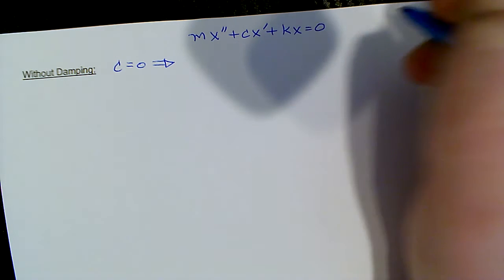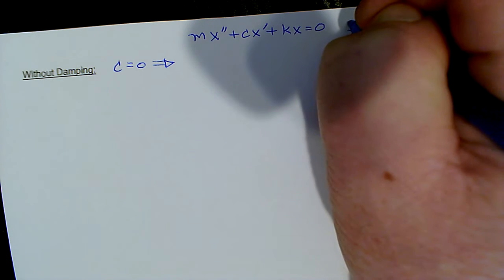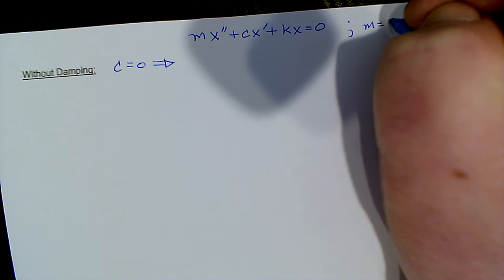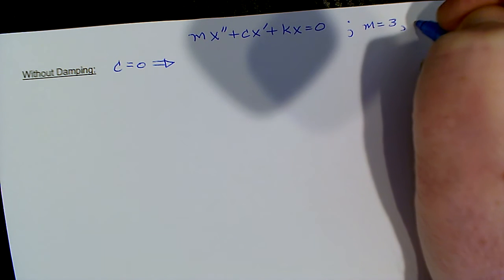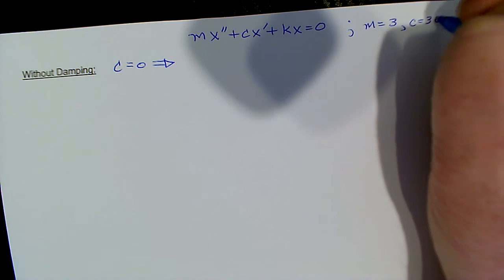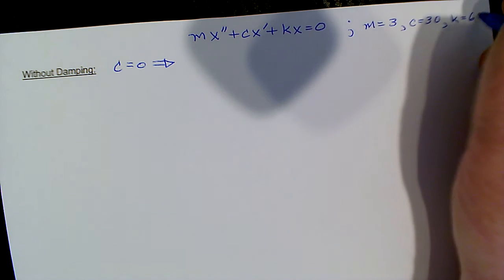c equals 0. Remember our general equation is mx double prime plus cx prime plus kx equals 0. In this problem, they had told us that m was 3, c was 30, and k was 63.